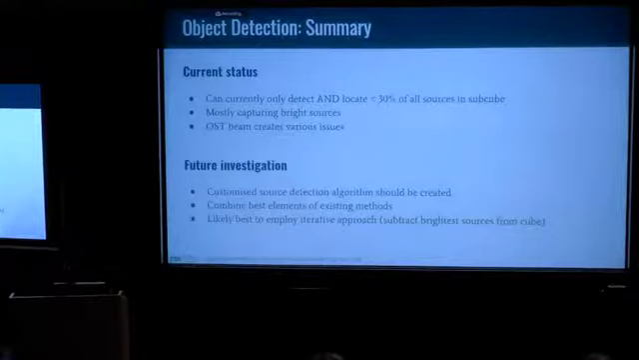Alternatively, I had thoughts that maybe an iterative approach might be good. So find some of the brightest objects, maybe model them and subtract them from the data, and then rerun source detections again, and try and find some of the smaller objects.